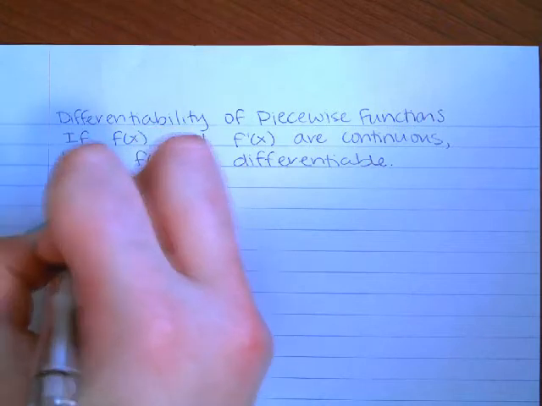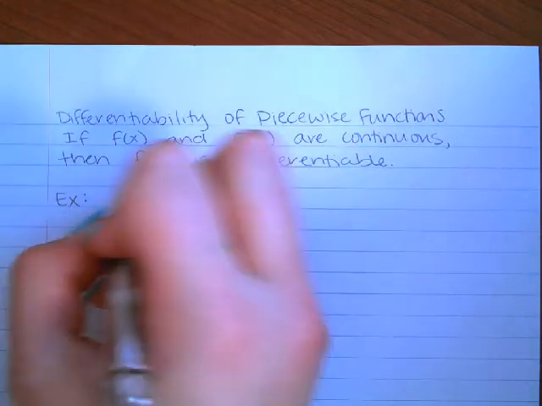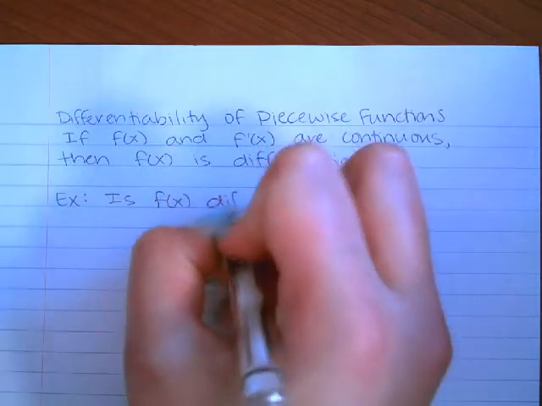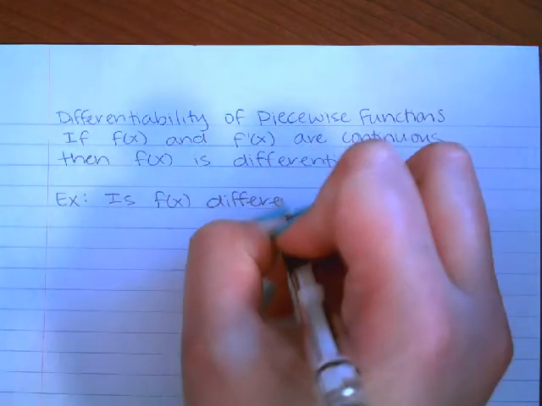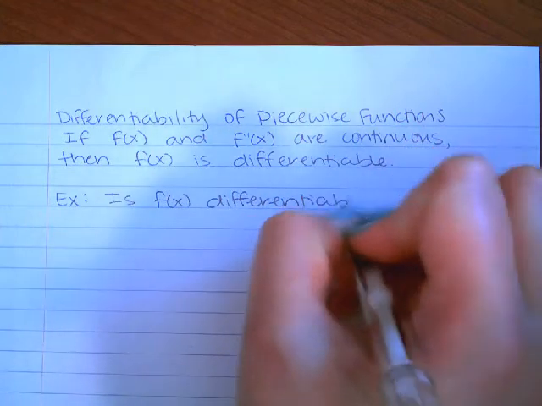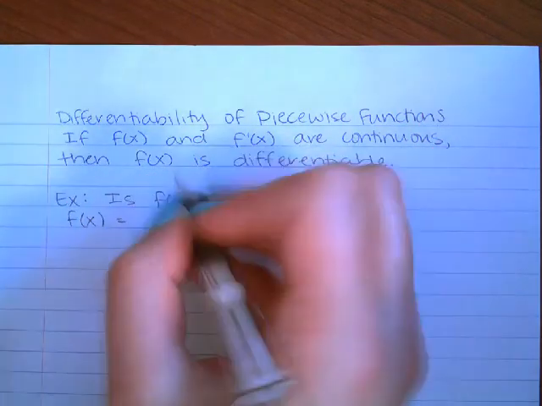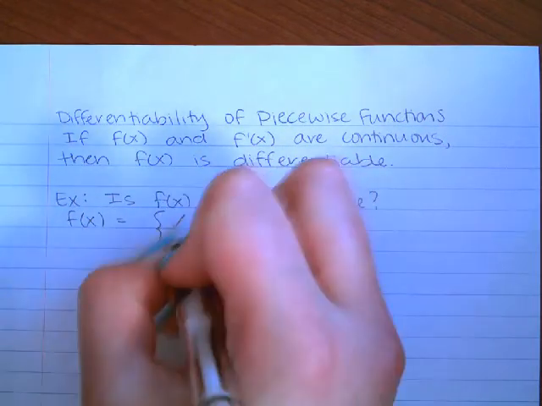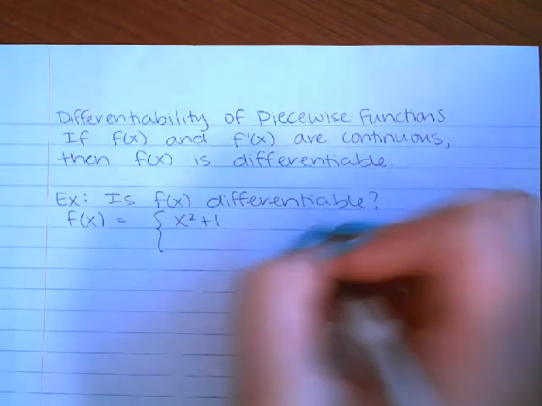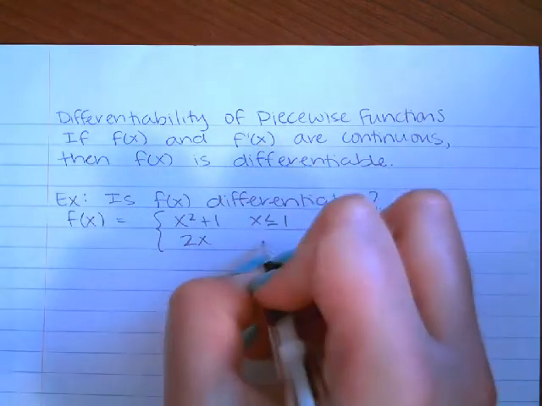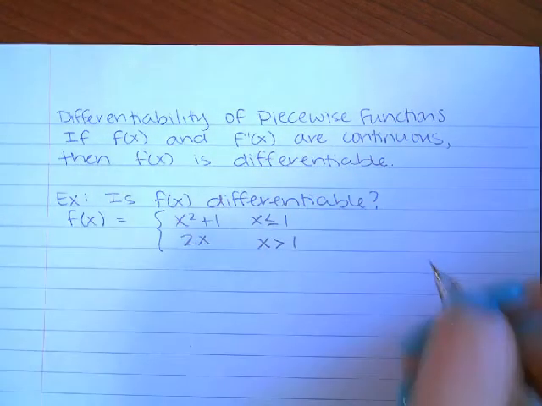All right, so for the first example, we're going to say, is f of x differentiable? And I'll go ahead and give you a piecewise function. We have the function x squared plus 1 if x is less than or equal to 1, and 2x if x is greater than 1.